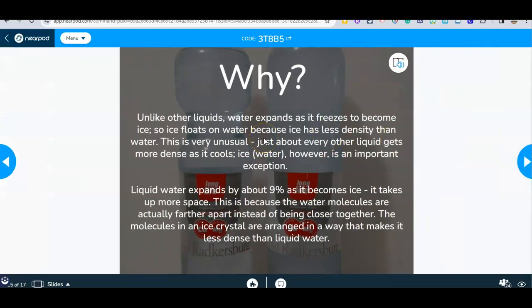Again, water expands as it freezes. Liquid water expands, it says, by about 9%. So it gets a little bit bigger, and it takes up more space. How do I know that it expands and it's less dense than water? Because ice cubes float. If ice cubes were more dense, they would sink in water, and they do not. They float. So that's one of the ways that we know that, and one of the ways that we can look at that. The rest of this stuff in the slides is going to be videos.